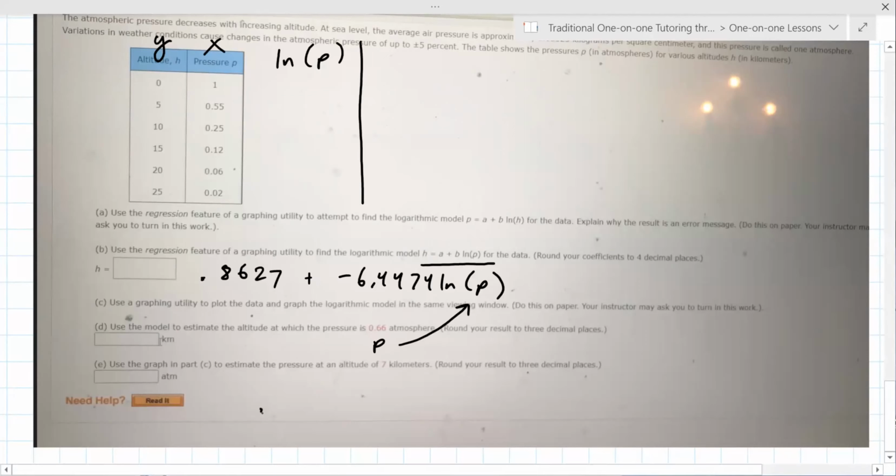So for part C, you're going to put 0.8627 plus negative 6.4474 natural log of P in there. Yep, that's right.